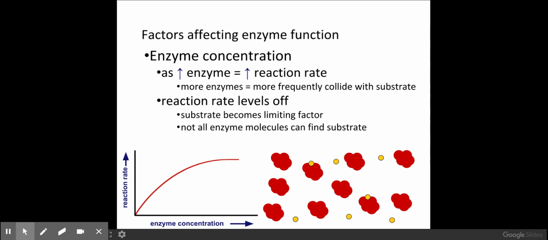However, at some point it's going to level off, which means that the substrate has become that limiting factor, the thing that's preventing you from going any faster. So at that point, there's enzyme molecules that are just hanging out because there's not any substrate for them to react with.